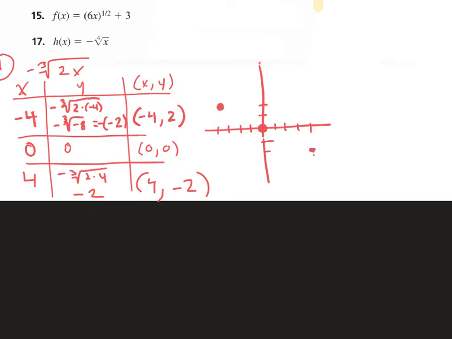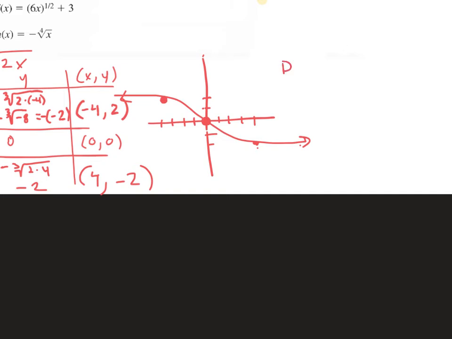Once we have our 3 points, we can go ahead and draw our cubed root graph. So remember that graph has a curve to it. So it's going to look like this. Kind of. We just need our graph to have that curve. There we go. It's a little bit better.